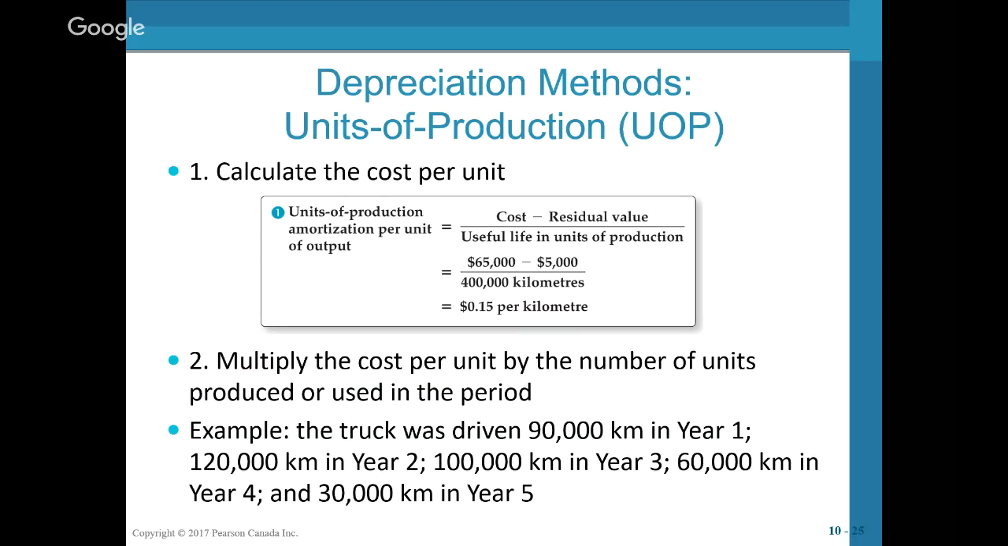Let's use units of production now. We take the cost minus the residual value just like before, but now instead of dividing by the amount of time, we divide by 400,000 kilometers. This gives you 15 cents per kilometer. From there, we're going to make our estimate based on our cost per kilometer. So here, we're going to be told maybe we drive 90,000 kilometers in year 1, 120,000 in year 2. We'd only know these numbers based on what actually happens in that year.